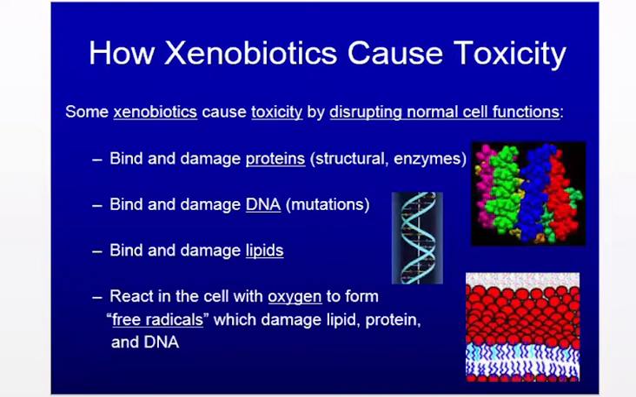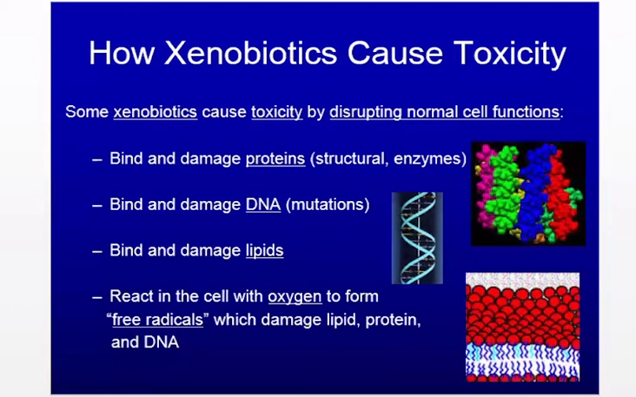Some xenobiotics cause toxicity by disrupting normal cell function. There's an order of activity on how the cells work in the body, so the xenobiotics disrupt that normal function. They do this by, one, binding and damaging certain body parts, for instance proteins, that can be damaged. Then the other mode is that they bind and damage the nucleic acid, DNA.